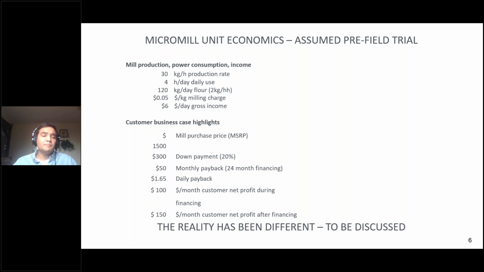So the mill has a production rate of about 30 kilograms per hour. We were assuming it would be running for 4 hours a day. That would be producing 120 kilograms of flour with a daily gross income of $6.